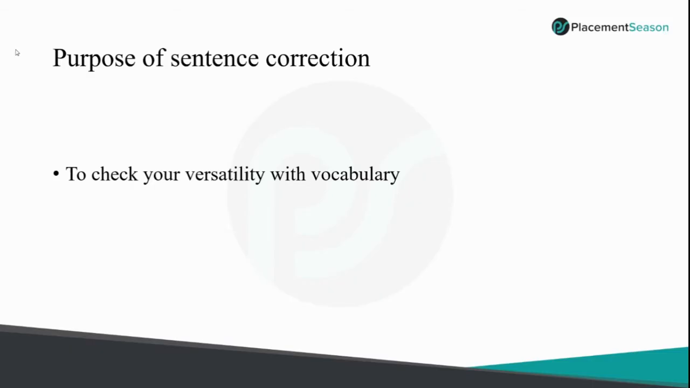So now, what is the purpose of sentence completion? Its purpose is to check your versatility with the vocabulary. See, in the previous example, yet is one simple word, but you should be able to understand that yet is used for contrast. So what is your versatility with vocabulary? How far are you able to guess the meaning, and how are you able to apply that meaning in a sentence and check it?